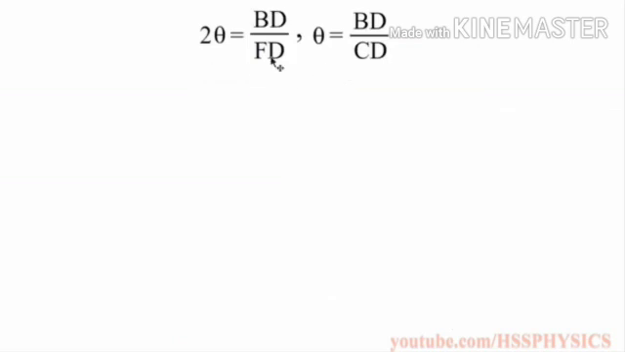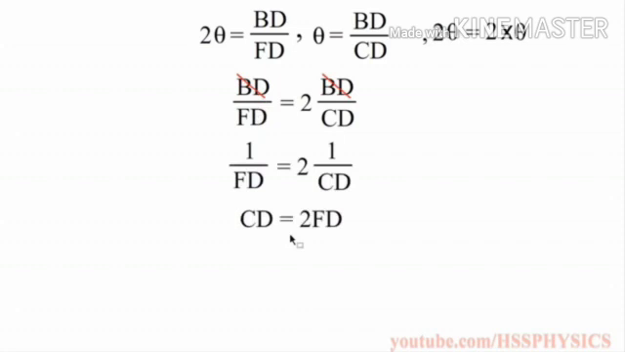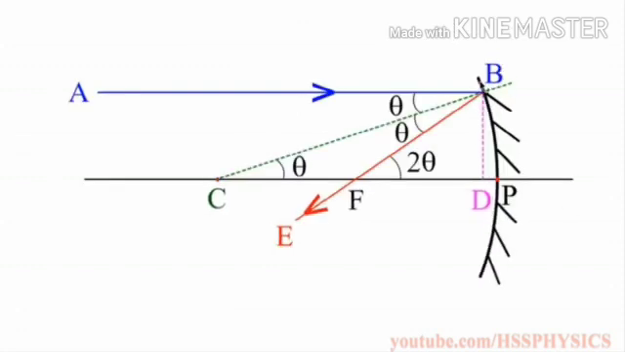So both angles we are going to equate. So 2 theta is equal to 2 into theta. Theta gets cancelled, so BD by FD is equal to 2 into BD by CD. BD gets cancelled. We get 1 by FD is equal to 2 into 1 by CD. So CD is equal to 2 into FD. CD is nothing but a distance in this diagram.